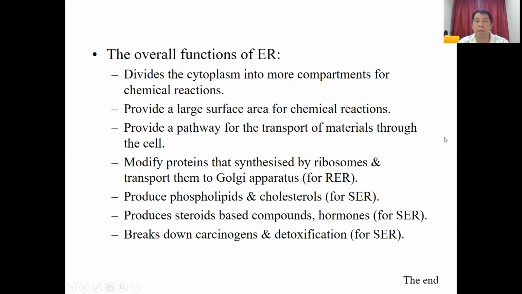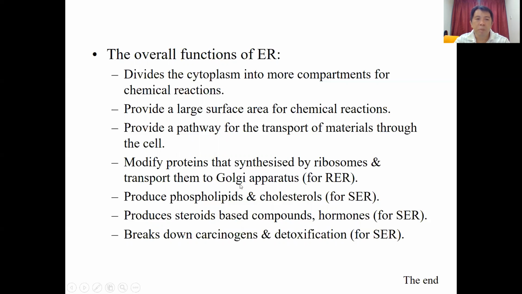So the overall function of endoplasmic reticulum is to divide the cytoplasm into more compartments for chemical reactions because they are separated by the membrane, and to provide a large surface area for chemical reactions because they also consist of a lot of membrane. So this will provide a large surface area for the enzymes to attach to the membrane and for chemical reactions. And also provide a pathway for transport of material through the cells, from the rough ER to the Golgi apparatus, or from the smooth ER to the Golgi apparatus.